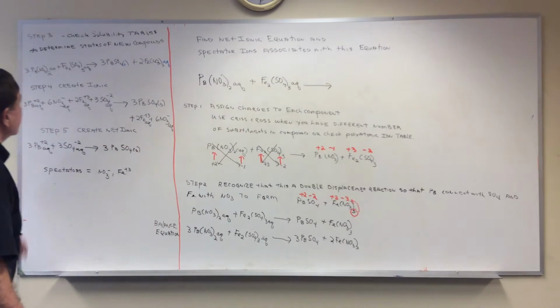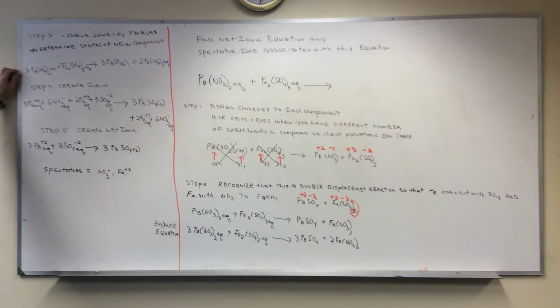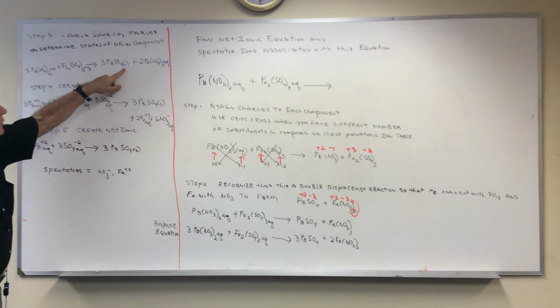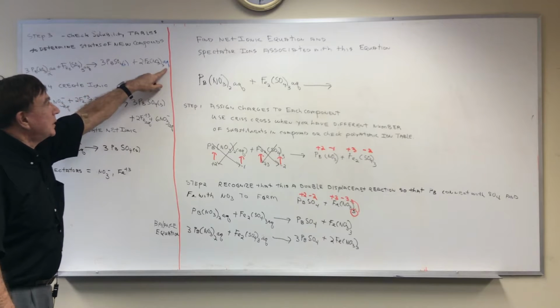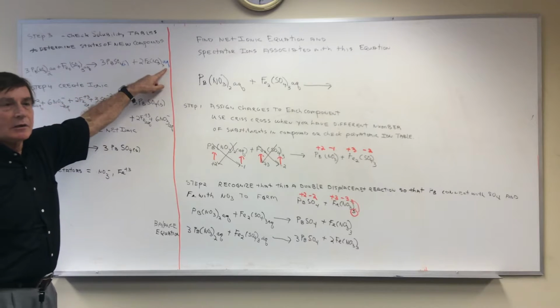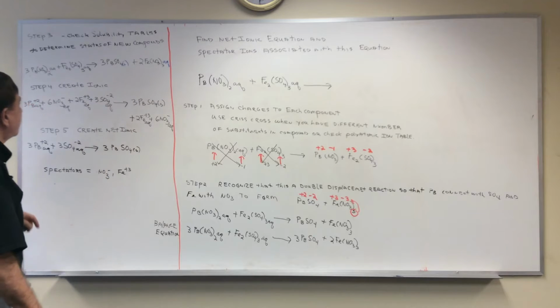Now we go to step 3, which is to check your solubility tables and determine the status of the new compounds. Every chemistry book has a different type of solubility table, so I can't tell you which rules to follow, except to say read your solubility table, start with rule 1, go all the way down to the appropriate rule, and when you do that you find that this is going to be a solid and this is going to be aqueous, which means it's going to be in solution.